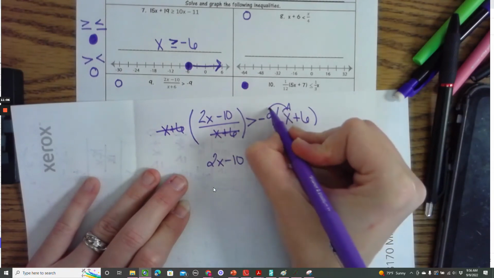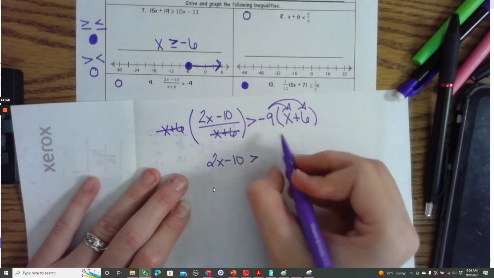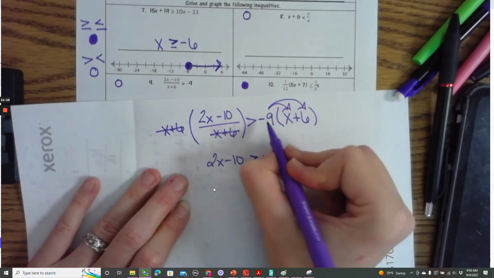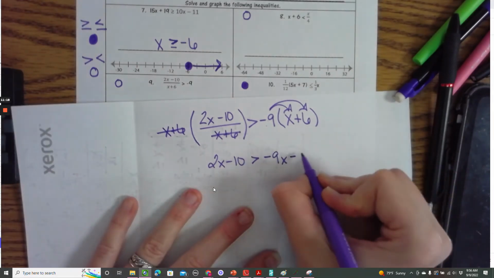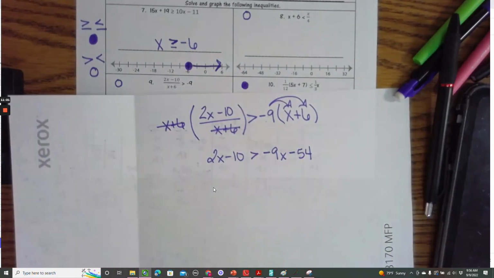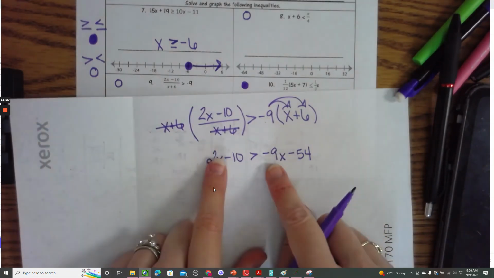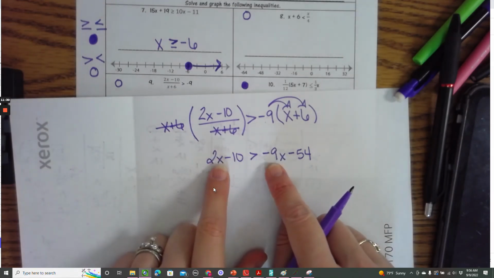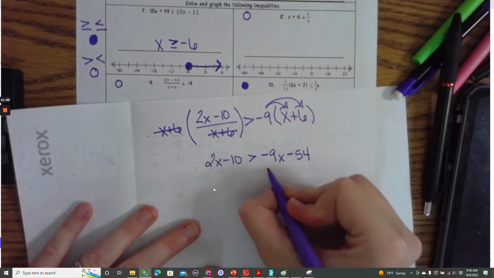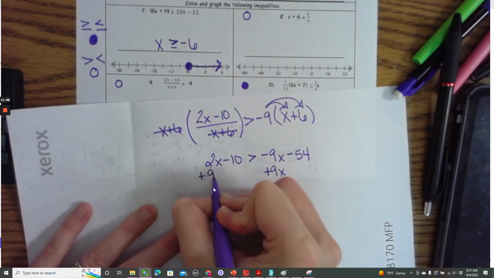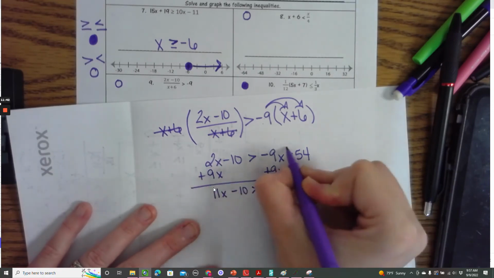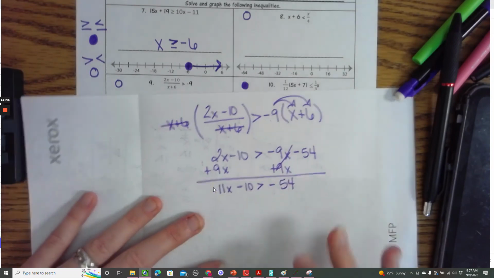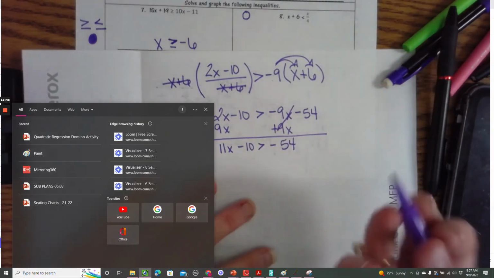And then we can just distribute over here. Negative 9 times x is negative 9x. Negative 9 times a 6 is negative 54? Is that right? Okay. Now I got an x on both sides. So I got to move one of them. Do I want to move the 2x or the negative 9x? Smaller. So I'm going to add 9x to both sides. 9, 10, 11. This cancels.